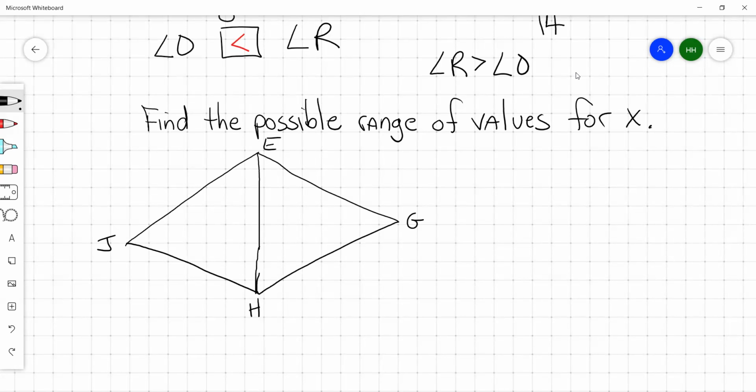Now we've got side JH congruent to side HG. We've got angle EHG that's 65 degrees. And we've got angle JHE that is 6x plus 15. Side JE is 11 and EG is 9.